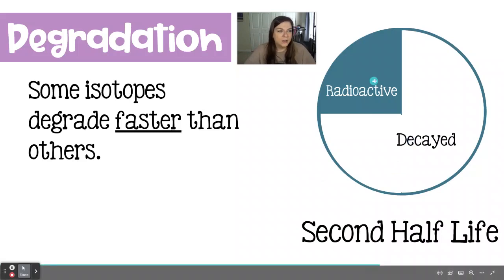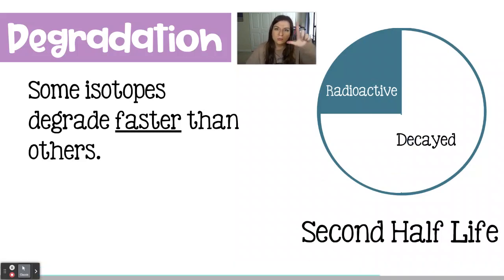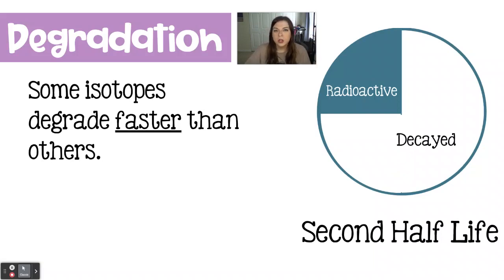So over time, of course, this radioactive chunk is going to shrink and shrink and shrink. And then the decayed region of the pie chart is just going to grow bigger and bigger. Some radioisotopes are going to degrade or decay faster than others. And there's not really a pattern to it, at least that I can tell. Some things have tens of thousands of years for their half-life, and other things are milliseconds.